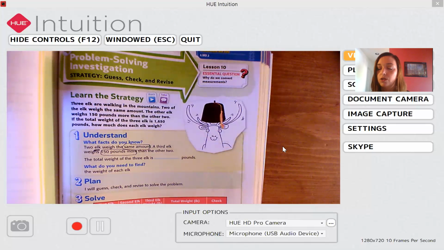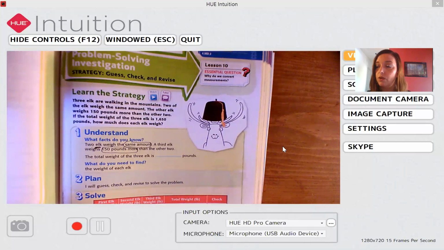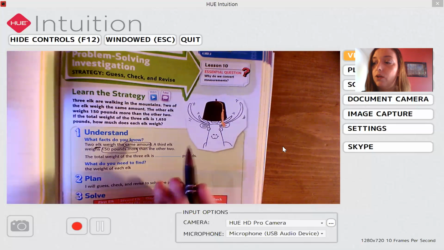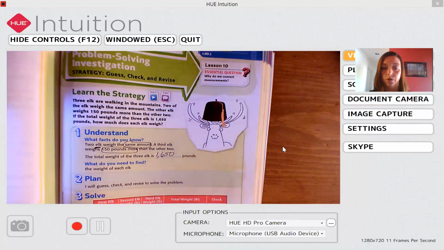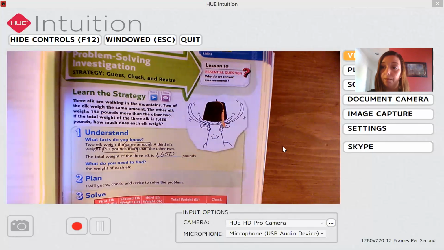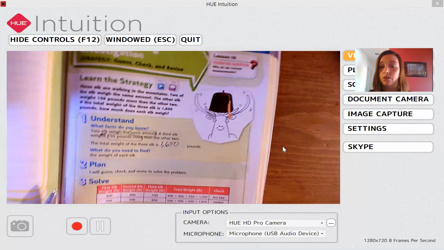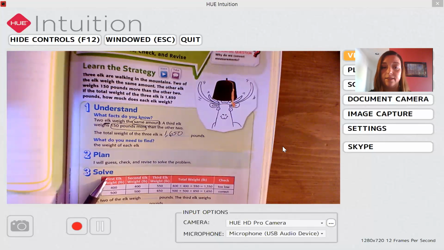The question is, how much does each one weigh? The total weight of the elk is 1,650 pounds, right? And we're going to find out how much each one weighs. So the plan is, we're going to use the strategy of guess, check, and revise to solve the problem.